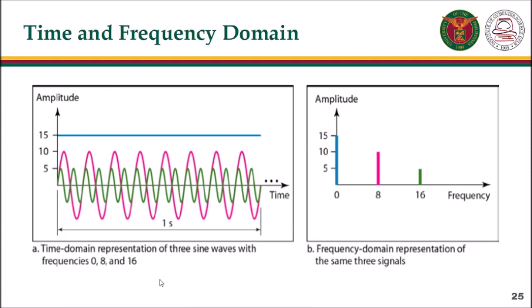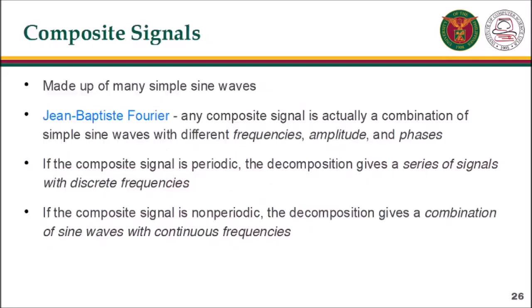The frequency domain is more compact and useful when we are dealing with more than one sine wave. A single frequency sine wave is not useful in data communications. We need to send a composite signal, a signal made up of many simple sine waves. The French mathematician Jean-Baptiste Fourier showed that any composite signal is actually a combination of simple sine waves with different frequencies, amplitudes, and phases.